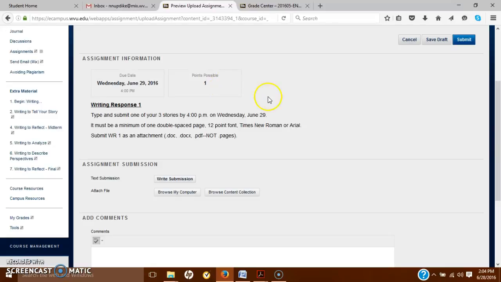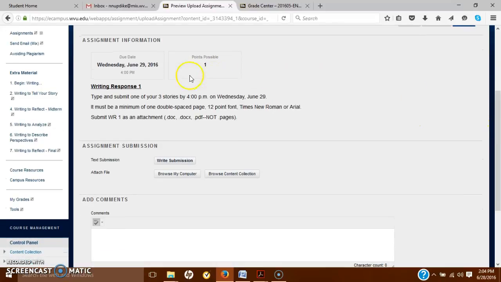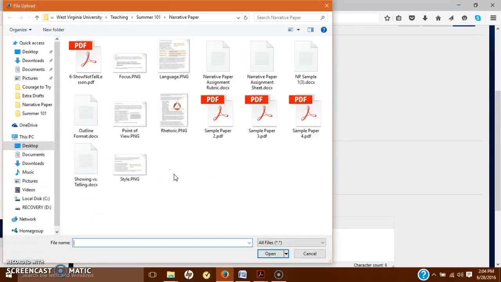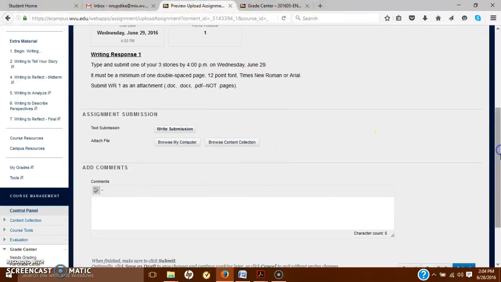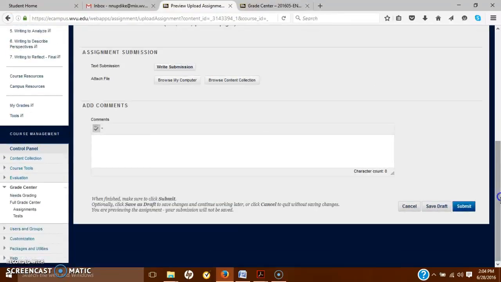So for you, before Wednesday at 4 p.m., go to Browse My Computer, and then you will already have a document here. Maybe it says writing response 1. You'll click on that document, you'll hit open, and then it should pop up as an attachment here. Then you just hit submit.